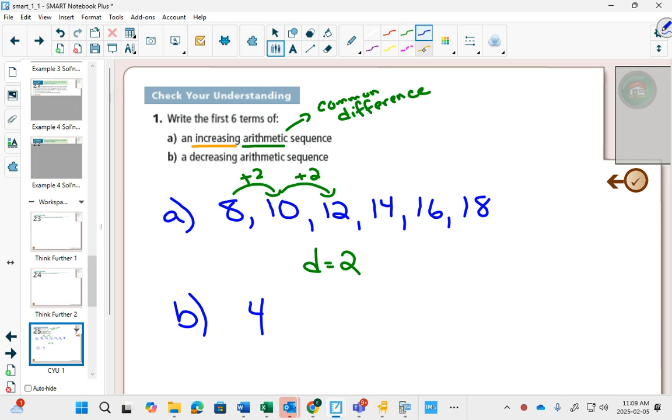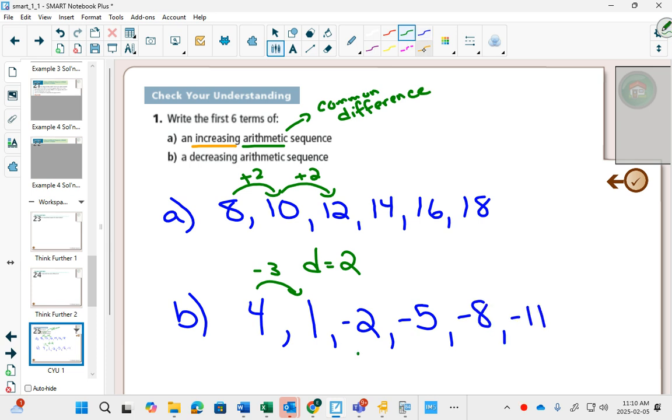Going to go down by 3. So if I go down by 3, that makes my common difference minus 3. Minus 2, minus 5, minus 8, minus 11, and when we're going down, our common difference would be a negative number, because we're going down by 3 times.